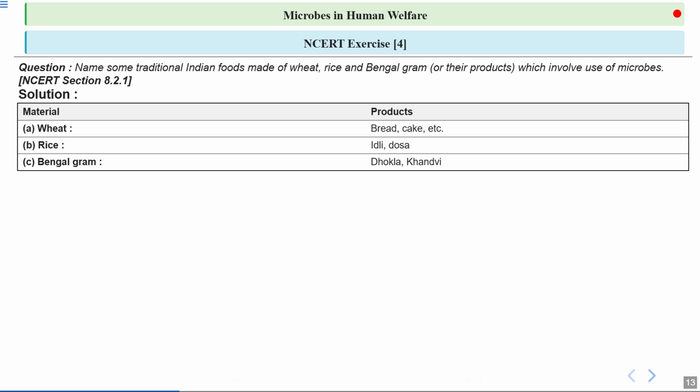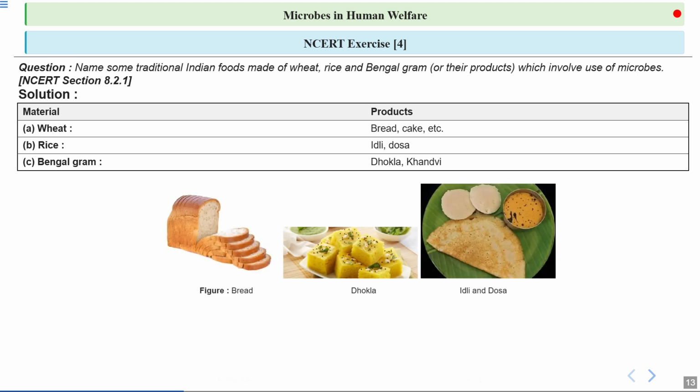Yeah, so this was a very simple and straightforward question. In this image, you can see bread, dokla and idli and dosa. These are traditional Indian foods made up of wheat, rice and Bengal gram.